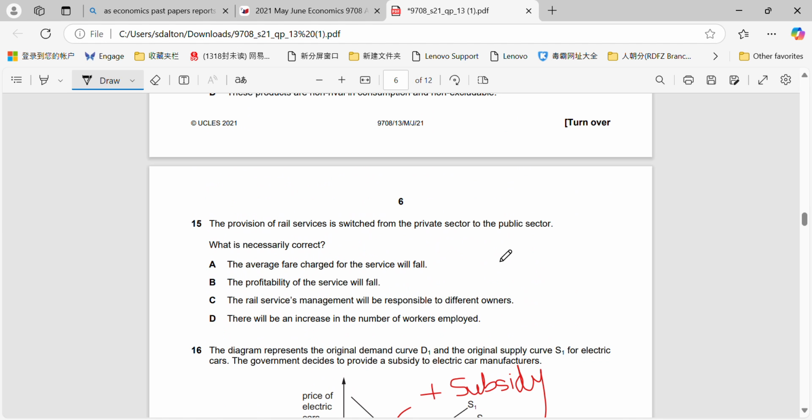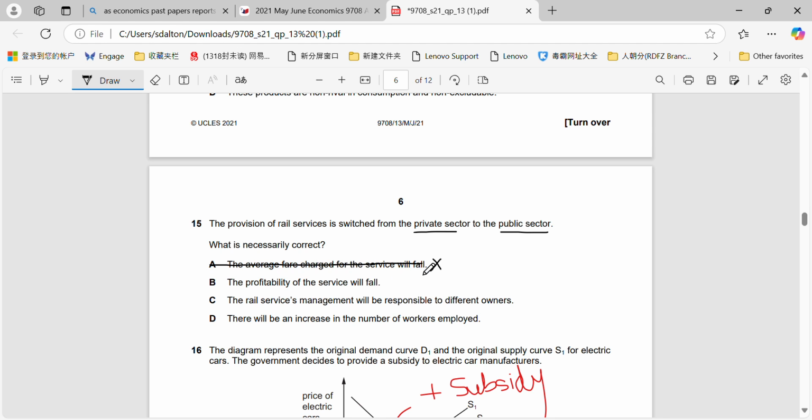Question 15. Provision of rail services is switched from private sector to public sector. What is necessarily correct? Okay, so it's gone from private to public. Average fare charge for the service will fall. That is not necessarily true. They could still rise. It's likely to fall, absolutely, when it moves to the public sector.